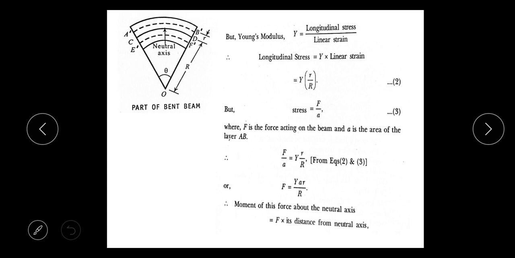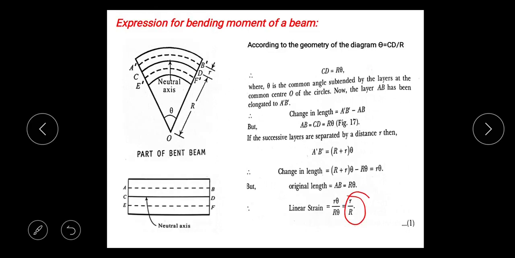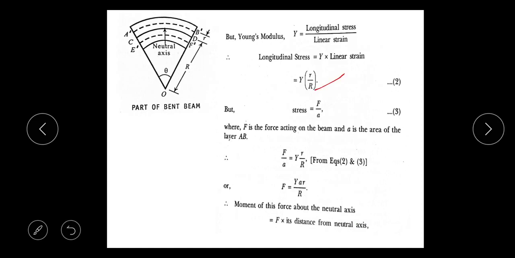Next, we'll write the definition of Young's modulus. Young's modulus is the ratio of longitudinal stress to linear strain. Or rewriting that equation, longitudinal stress is equal to Young's modulus into linear strain. Linear strain we have calculated. Linear strain is equal to r by R. It is shown here. This is linear strain. Substituting that here, longitudinal stress becomes Y r by R.